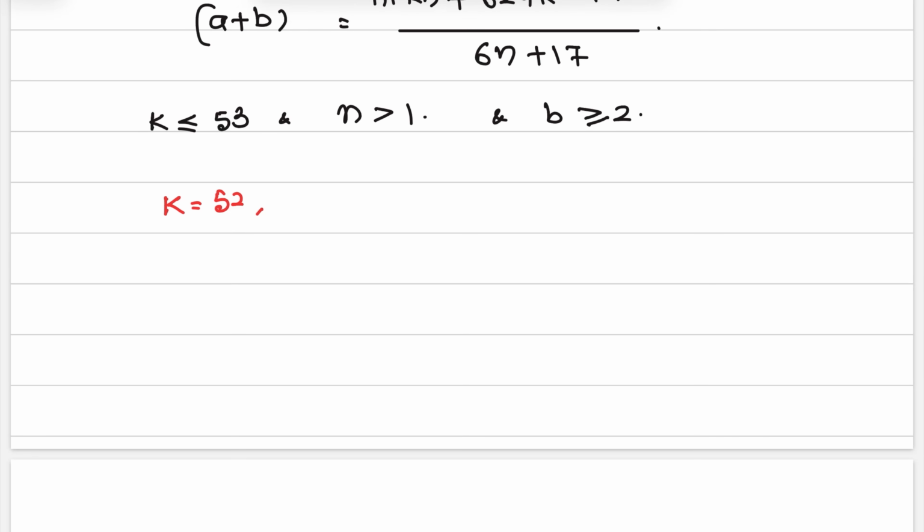Now, by trial and error method, n is equal to 98 and k is equal to 52. We will get the maximum value, and a is equal to 54 and b is equal to 935, which says a plus b is equal to 989.